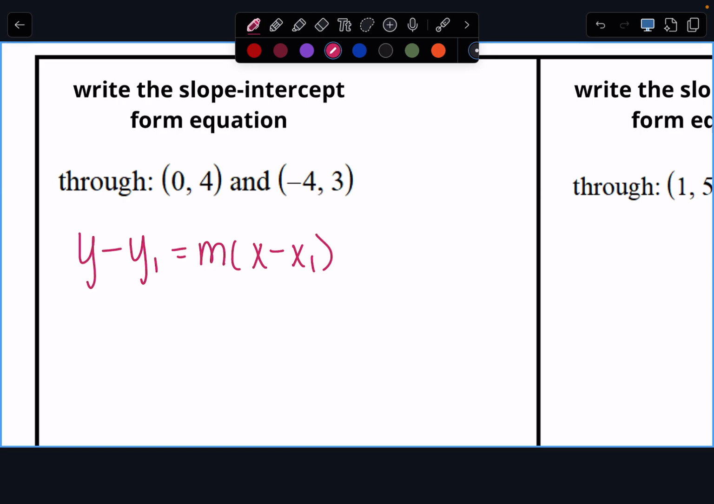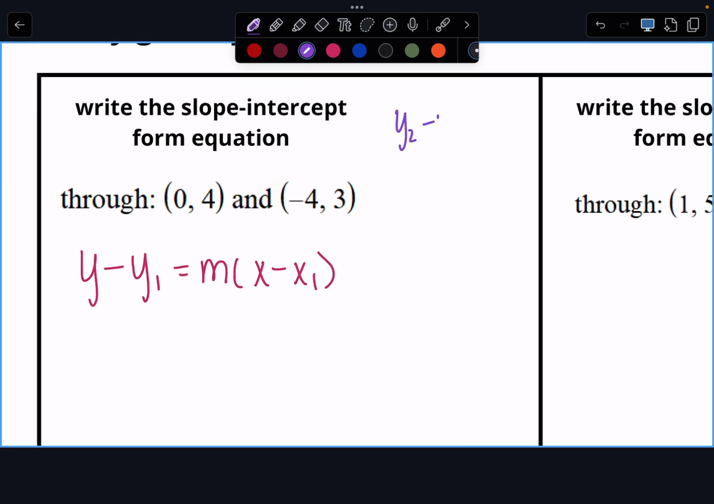But I don't know m. I don't know my slope. So what can I do, though, to find slope? Good. So I can subtract those y's, just like what we did yesterday, right? We did this process yesterday where, one more time, I'll write this down for us, y2 minus y1 over x2 minus x1. So all I want to do is subtract my y's on top, subtract the x's on the bottom.